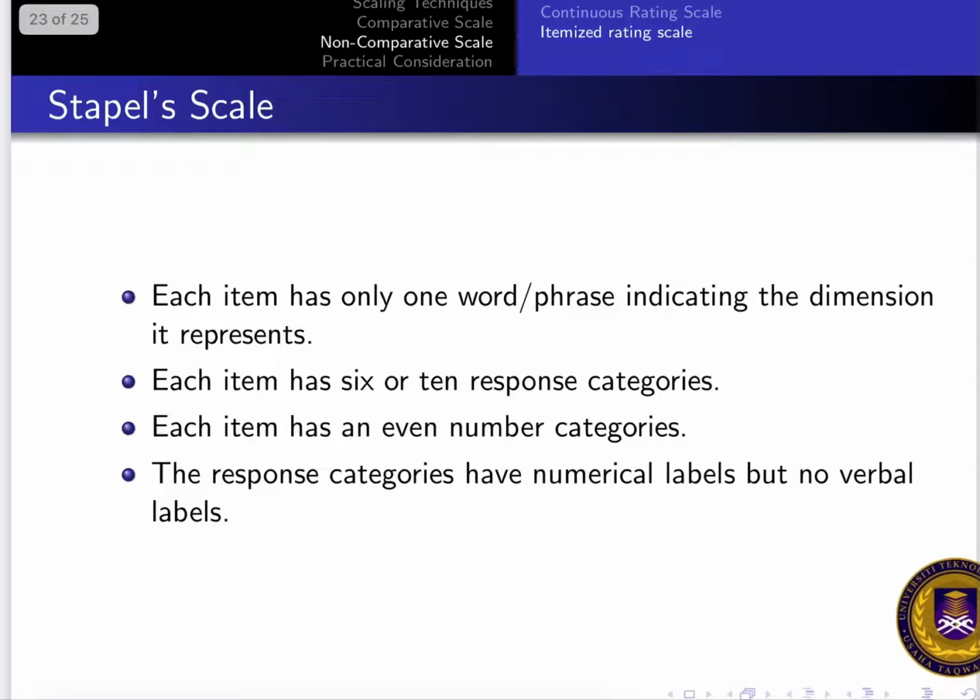The last non-comparative scale under itemized rating scale is the Stapel scale. In a Stapel scale, each item has only one word or phrase indicating the dimension it represents. Each item has 6 or 10 response categories, an even number of categories, and the response categories have numerical labels but no verbal labels.